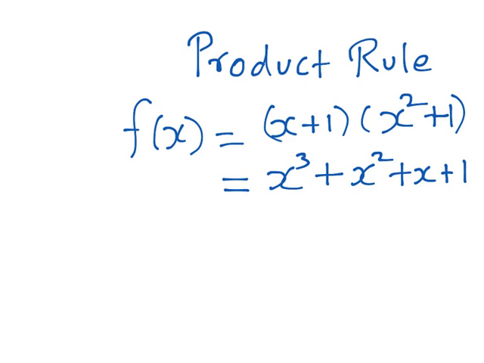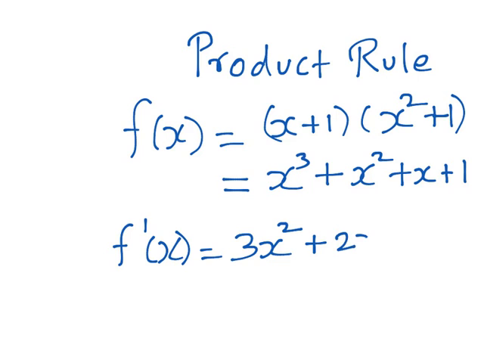Let me find it. So f dash of x equals derivative of x cube is 3x square plus derivative of x square is 2x plus derivative of x is 1 plus derivative of 1 is 0. That's all. So the answer is 3x square plus 2x plus 1.